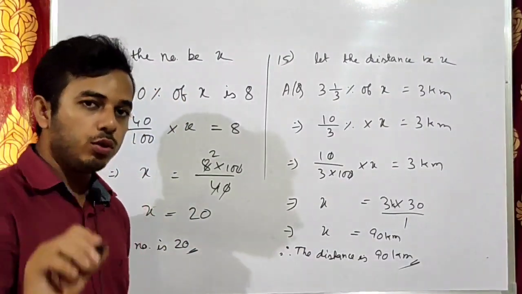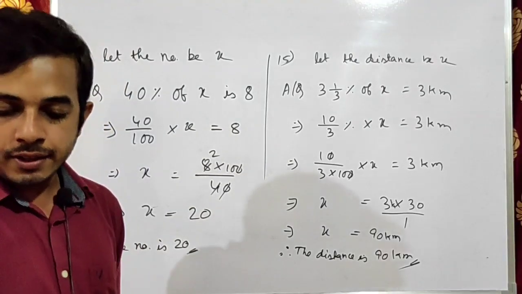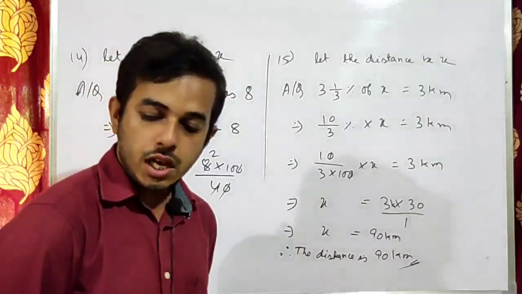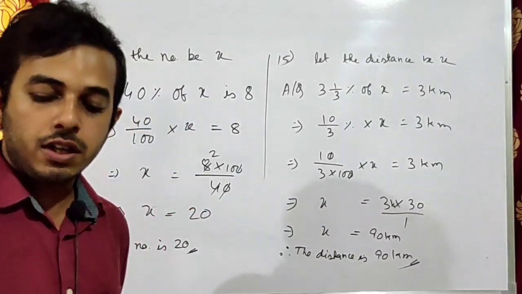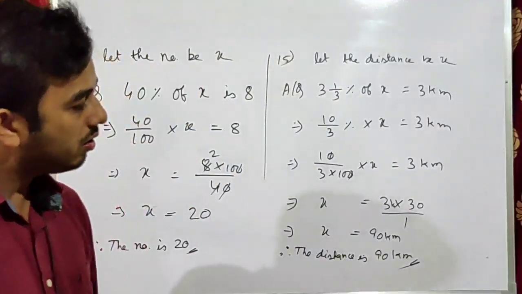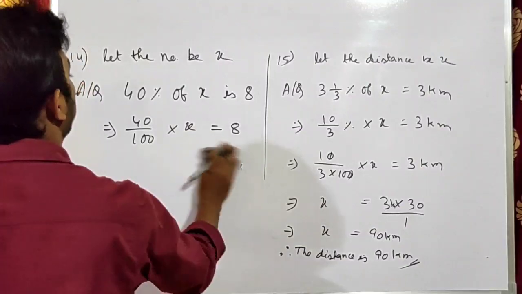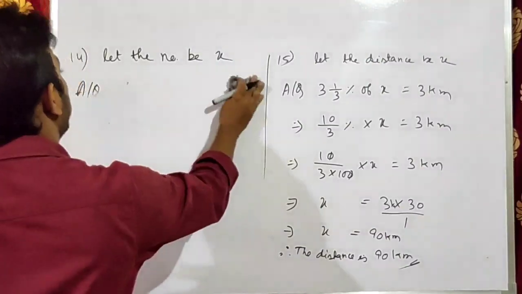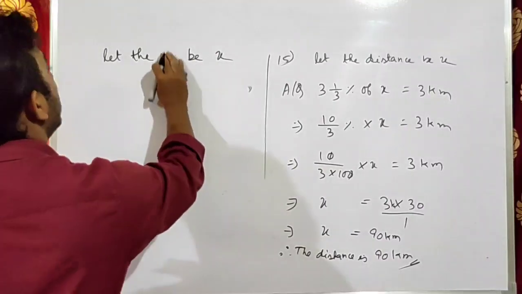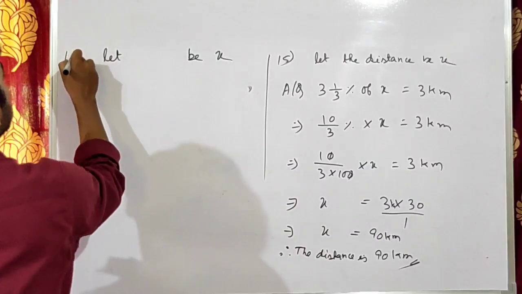If you don't understand, you ask me. Then the last question of today's class in this exercise is, what is the sum of money of which 13% is 156? Okay, let me solve. What is the sum of money of which 13% is 156? So let the money be x. Question number 16.